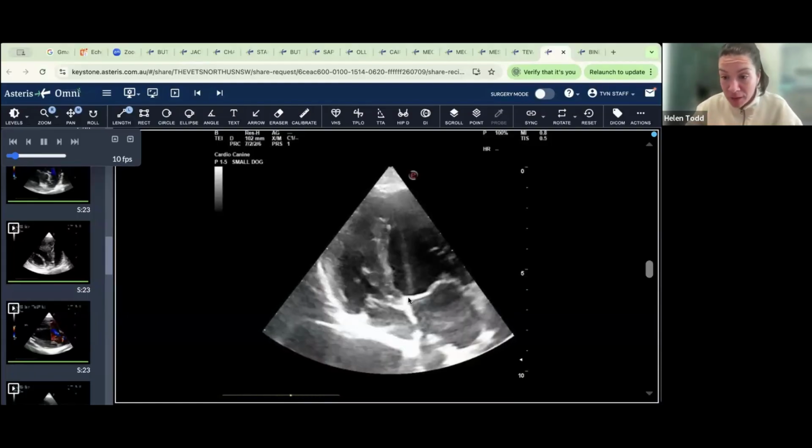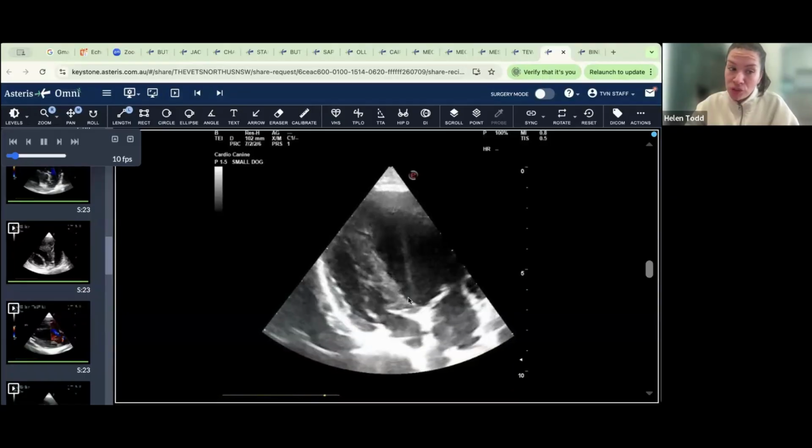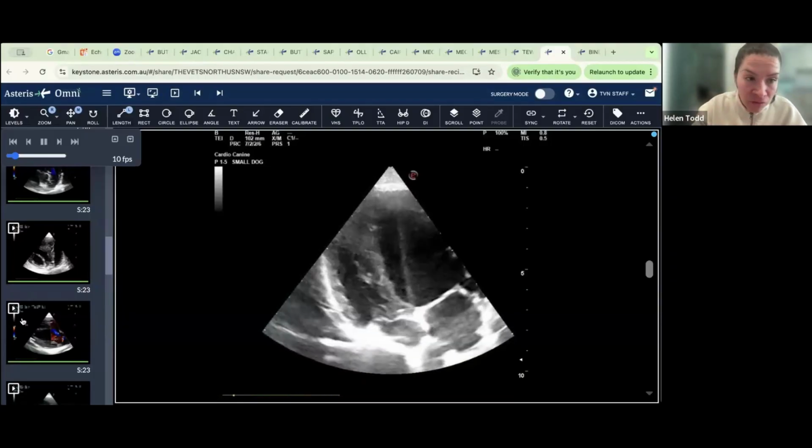Yeah, that's helpful. Patience. Really does, yeah, it really does. And the more you do, the easier it does become, because you get really used to seeing normal.